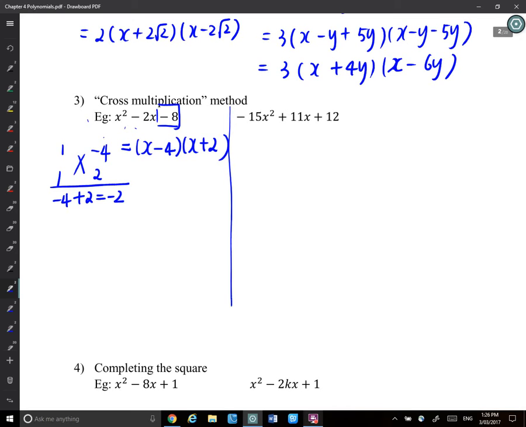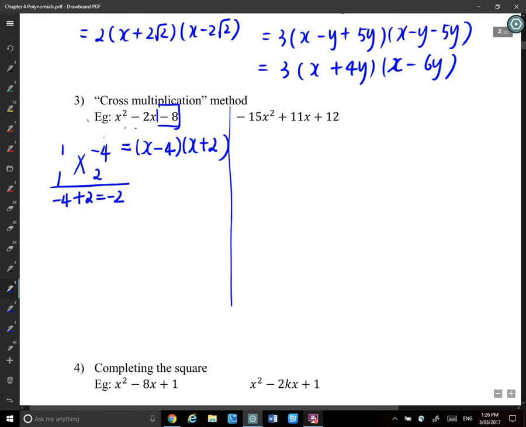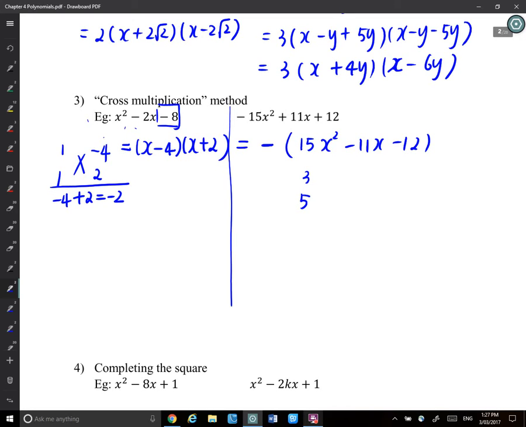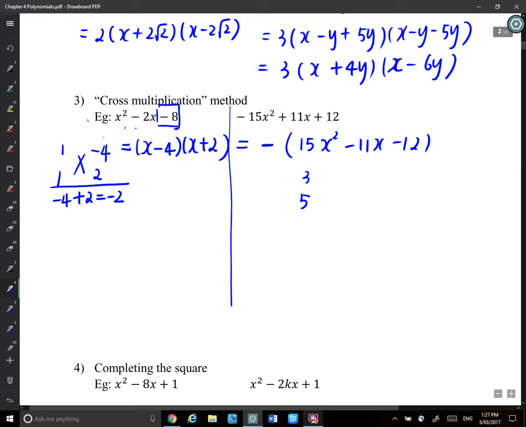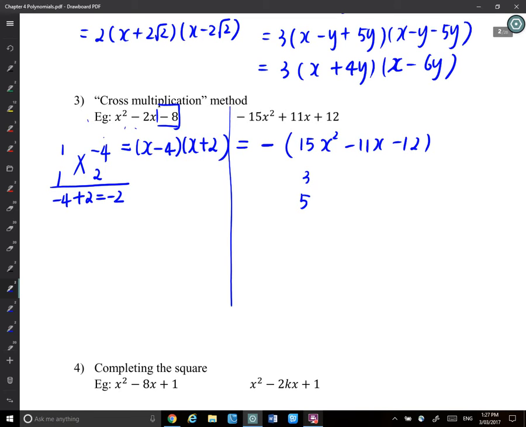The next one is negative 15 and 12, try to make it 11. What I will do is take the minus out, because the minus at the front is quite annoying, and I'll factorize the things inside. So 15 will have 3 and 5. It's very unlikely to have 1 and 15, so I'll use 3 and 5, the closer numbers. 12 can be 4 and 3, or 3 and 4, negative 4 and 3, 4 and negative 3, or 2 and negative 6, 6 and negative 2, all those combinations.